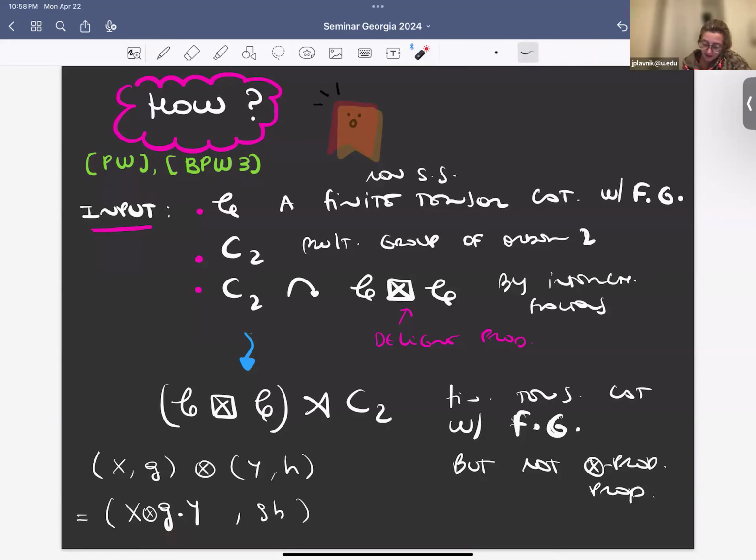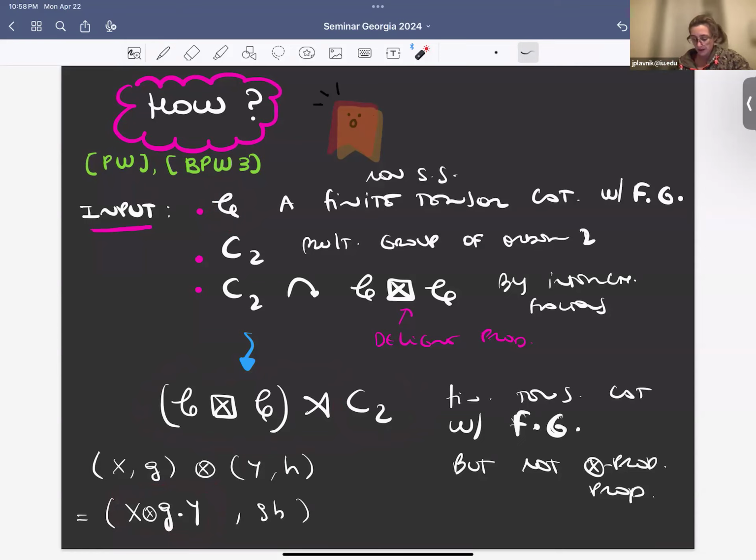So even if this category is braided, this category is not in principle braided. It's sometimes called G-crossed braiding, or in this case, C2 braided. So this is still not braided, and this is what makes it fail to have the tensor product property.